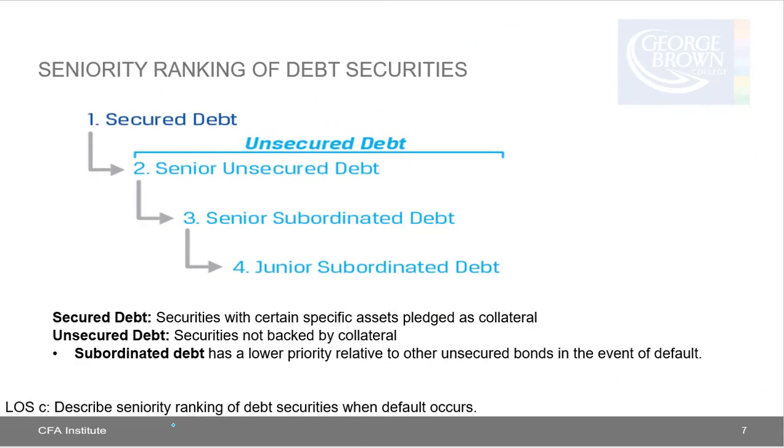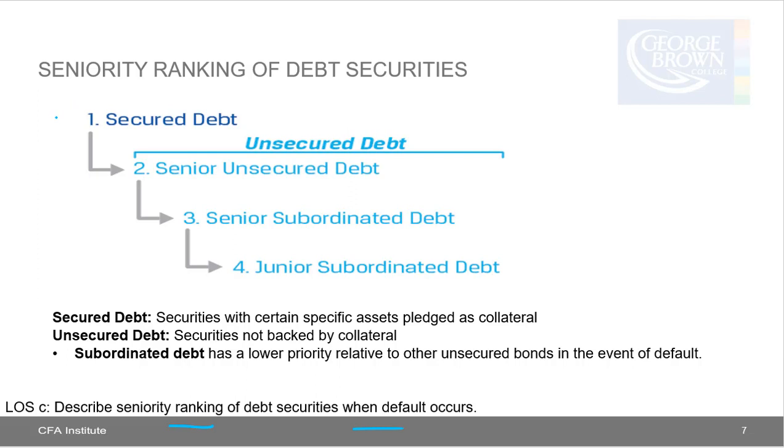Learning outcome statement C is describe seniority ranking of debt securities when default occurs. So the bond contract gives bondholders the right to take legal action if the issuer fails to make the promised payments or fails to satisfy other terms specified in the contract. If the issuer fails to make the promised payments, which is referred to as default, the debt holders typically have legal recourse to recover the promised payments. In the event that the company is liquidated, assets are distributed following a priority of claims or seniority ranking, which can affect the amount the investor receives upon liquidation.